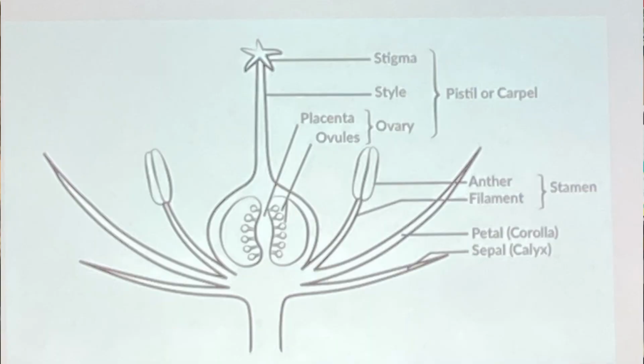The primary system of plant classification is based on flower structure, and thus knowledge of flowers is essential to plant classification and to gardening. A generalized complete flower has four main parts: sepals, petals, stamens, and a pistil. Not all flowers have all four parts. Flowers that lack one or more of the parts are called incomplete flowers. So there's the stigma, style, placenta, ovules, ovary, pistil or carpel, the anther, filament, stamen, petal, corolla, sepal, calyx.